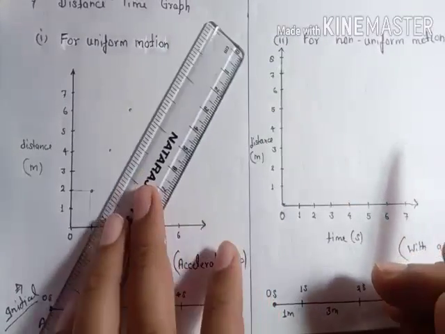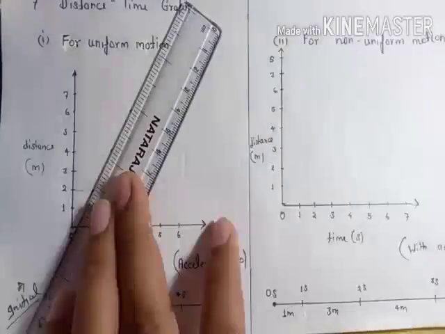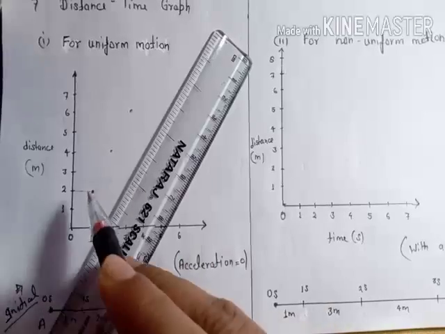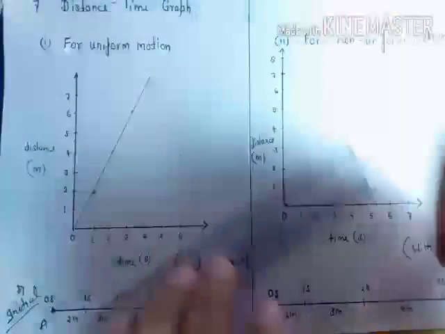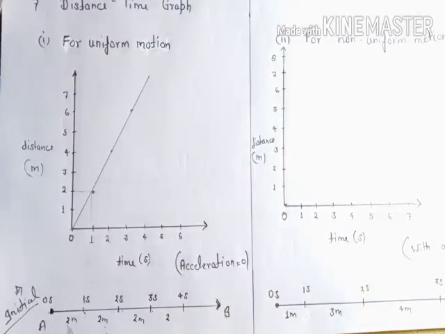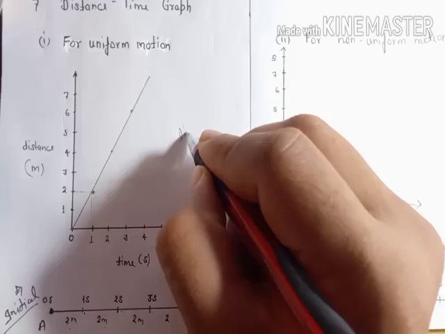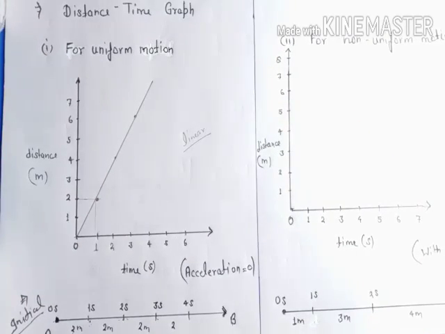So if we meet all these points, you can see these points are collinear. Now join these points and you will get a straight line as the result of the distance time graph of a uniform motion. So yes, you can see that this is a linear graph, and this is a straight line.